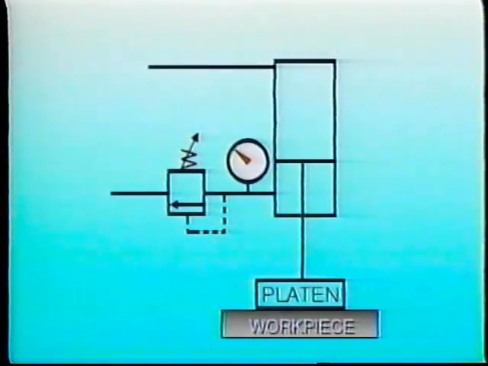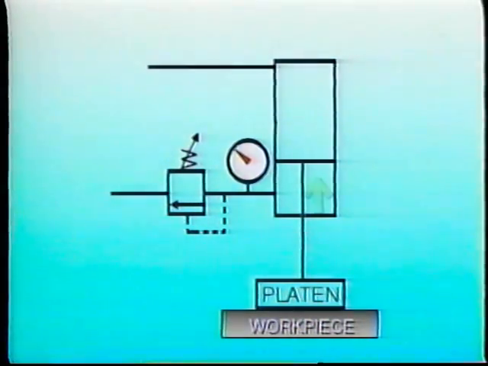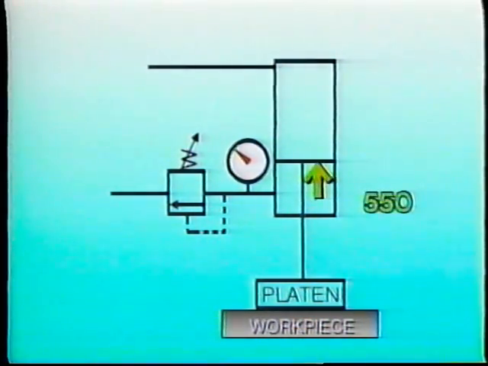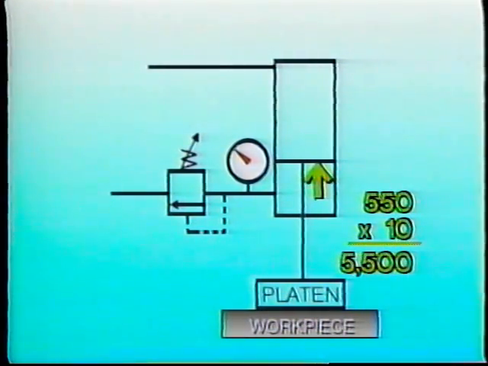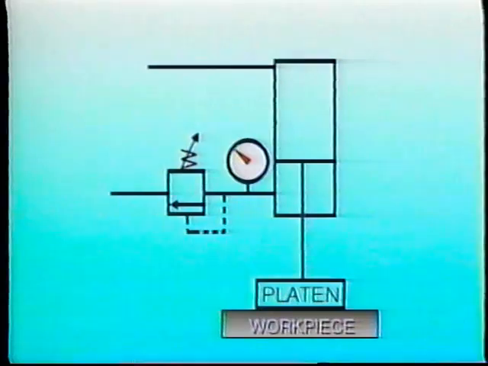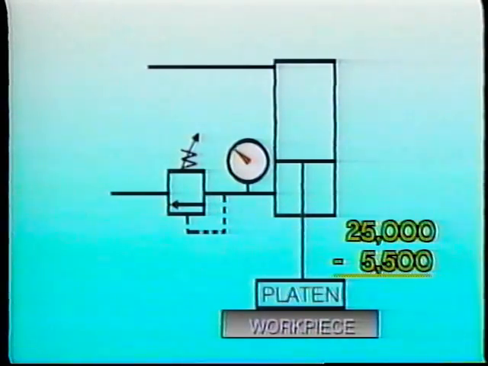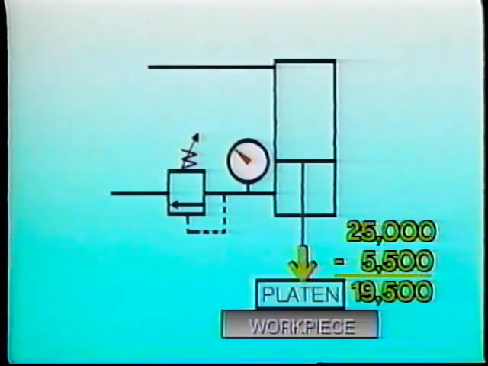However, with the counterbalance valve set at 550 psi, fluid in the rod end of the cylinder exerts a pressure of 550 psi on the 10 square inch area of the rod side of the piston. This pressure is commonly called back pressure. In this case, it means we are losing 5,500 pounds of force. So instead of having 25,000 pounds pressing on the work, we only have 19,500.